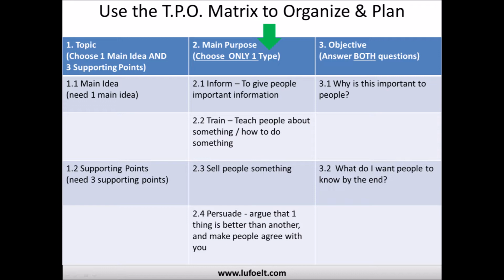The first type is to inform people. So basically just to give them information, important information. Okay, the second type is to train people or teach them about something or how to do something. The third type is to sell people something. This is obviously you're selling them a product or some type of service. And the fourth type is to persuade people about something. So you're going to argue or say that one thing is better than another and try to make people agree with you. Or maybe you'll try to argue that one thing is bad or worse than another and also try to make people agree with you.